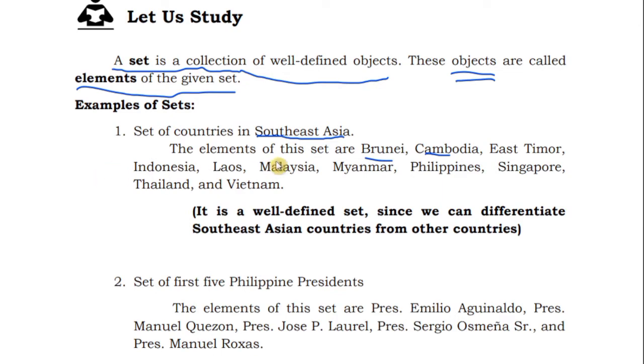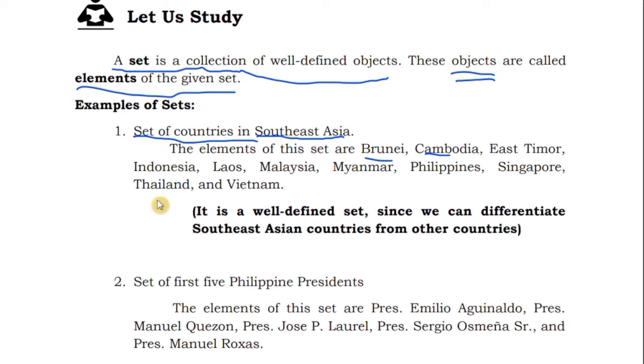So, meaning to say, when we talk about the set of countries in Southeast Asia, it is considered grouped together, so it is a well-defined set, since we can differentiate Southeast Asian countries from other countries, like the Middle East, or Central Asia, or European countries in Europe. Those are different from Southeast Asia. So those countries that I have mentioned are the countries that belong to Southeast Asia.